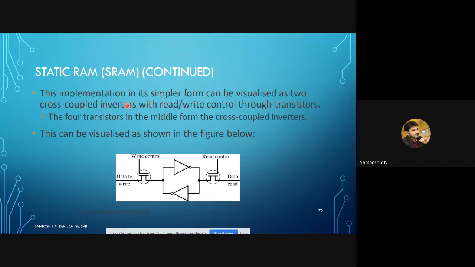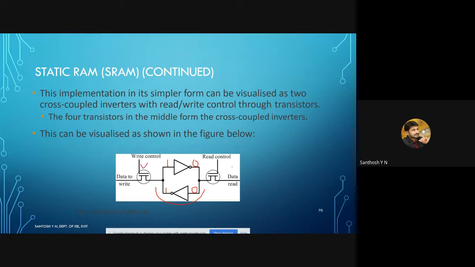So what is the usage of these inverters? Whenever you are connecting the inverters back to back, what happens? I'll show you here. If I'm writing 1 here, you will be getting 0. And if the same 0 is passed to this inverter, you will be getting 1. So right now you will be able to store a particular piece of information in these cross coupled inverters.